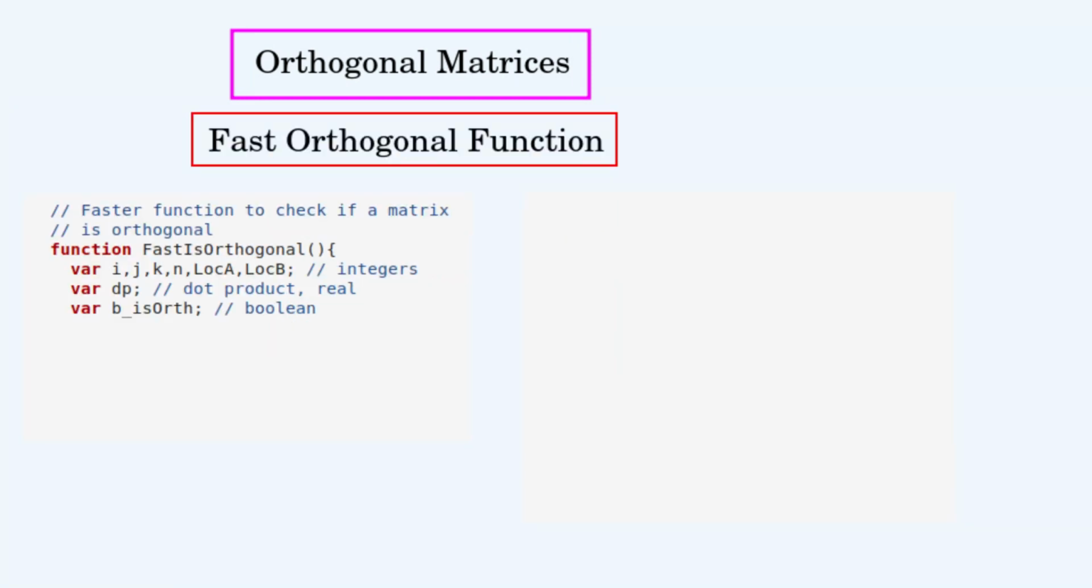Now for a faster function to check if a matrix is orthogonal. It won't call any other function, and everything is done in the same loops. The matrix must be square, otherwise we'll return false. We'll set the variable n equal to the number of rows and columns to increase speed, and we'll set the return boolean variable equal to true until we can find a condition to turn it false.